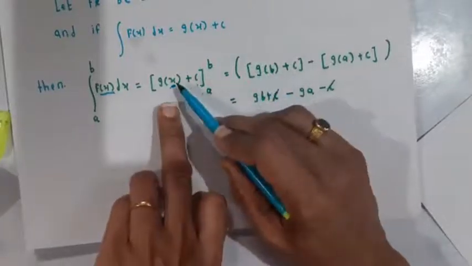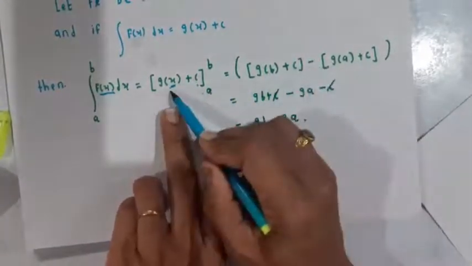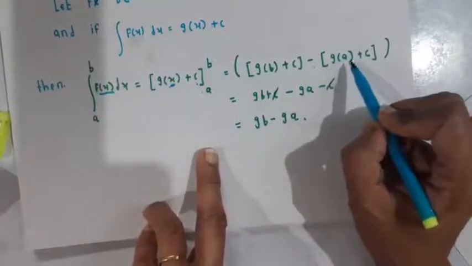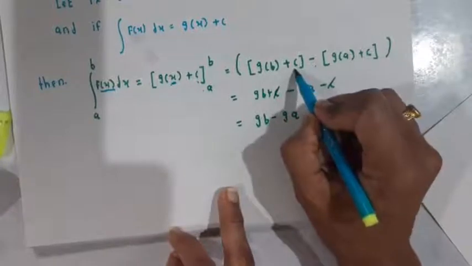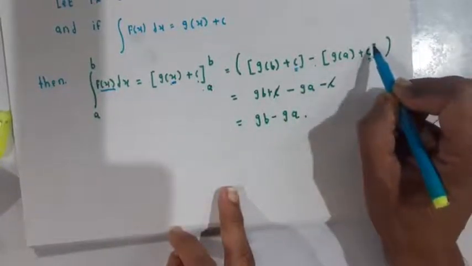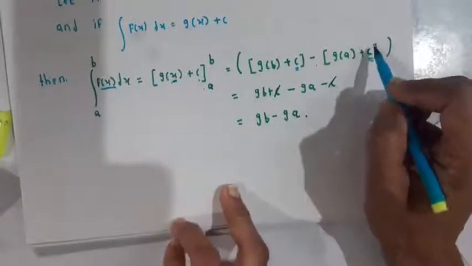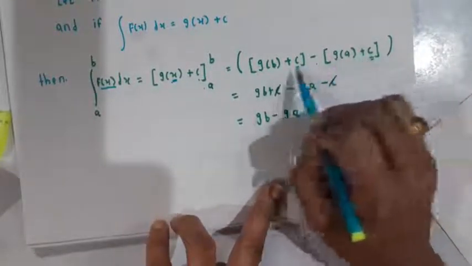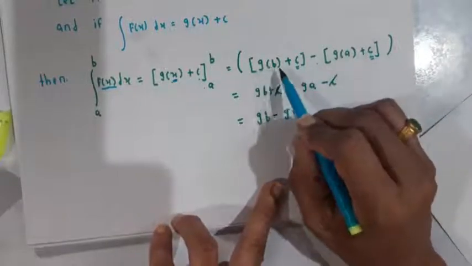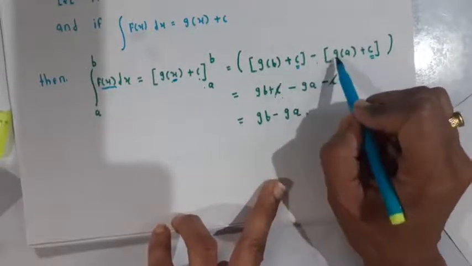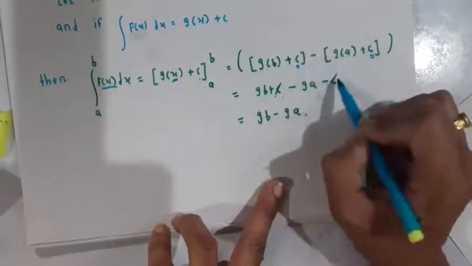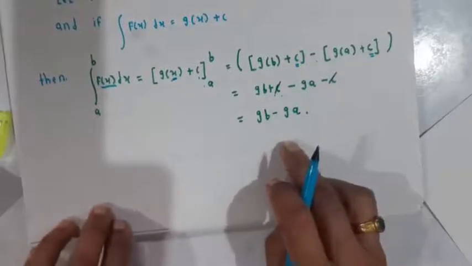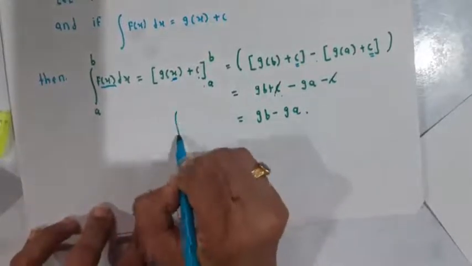So here put the value of the upper limit minus the value of the lower limit. That is g of b plus c minus g of a plus c. Here, students, c is the constant. You know that the value of a constant does not get changed, and that's why c remains as c in both cases. So g of b plus c minus g of a plus c, and plus c minus c get cancelled.